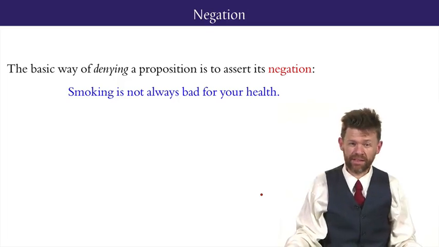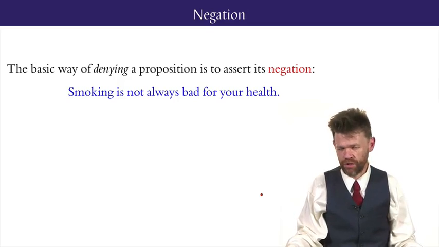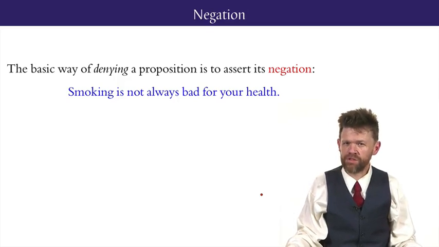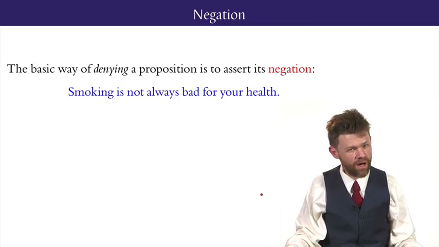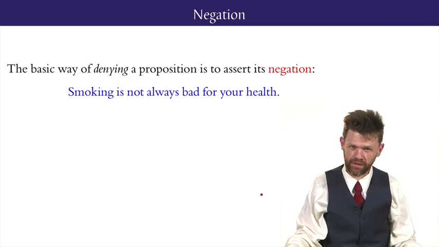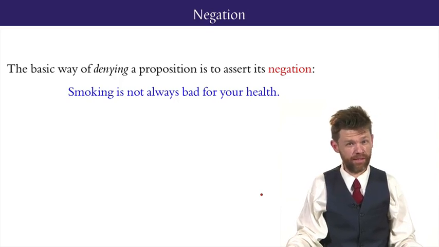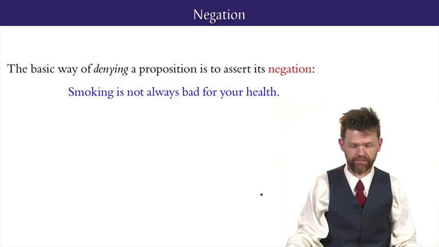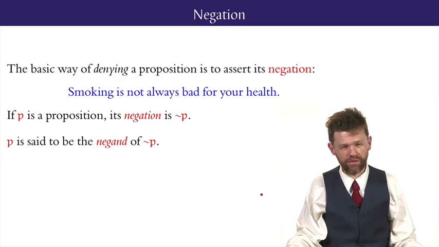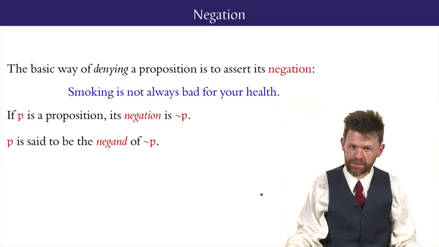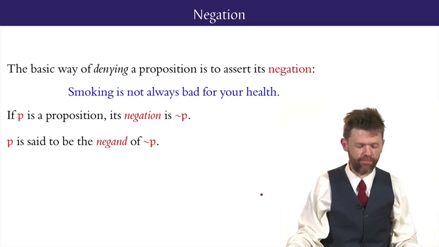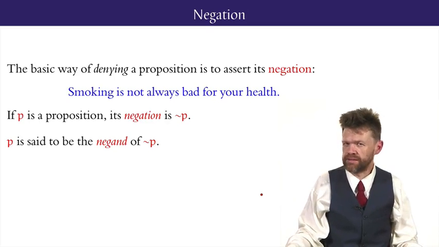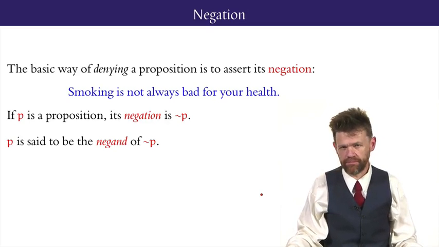Now, if and only if was the last connective, but it's not the last logical notion we'll look at. You'll remember we noticed that don't express the denial of do. In general, the basic way of denying a proposition is to assert its negation. If you think that it's wrong to say that smoking is always bad for your health, then you might think that smoking is not always bad for your health. This is the negation of the original proposition. If P is a proposition, we'll write not P, this little squiggly not sign, for its negation. And P, the thing that you negated, is said to be the negand of not P.